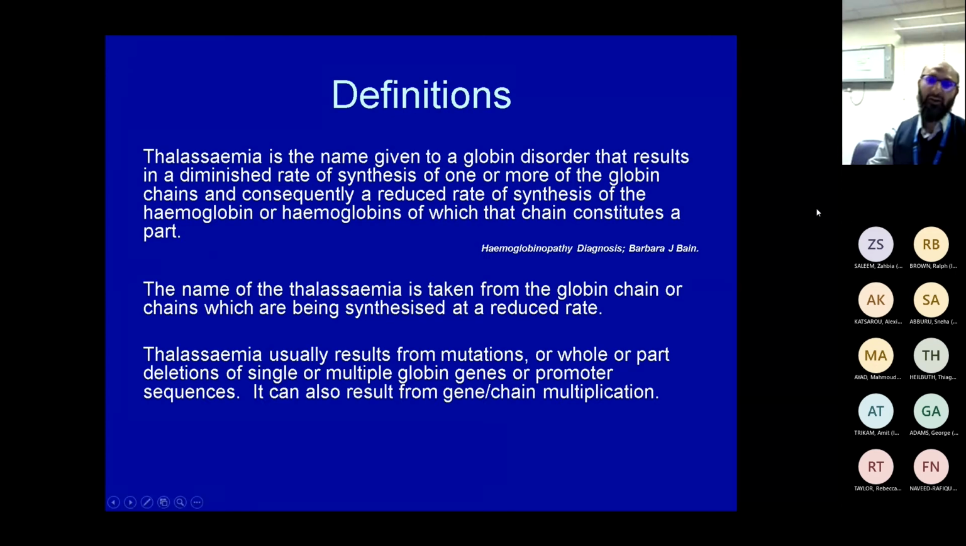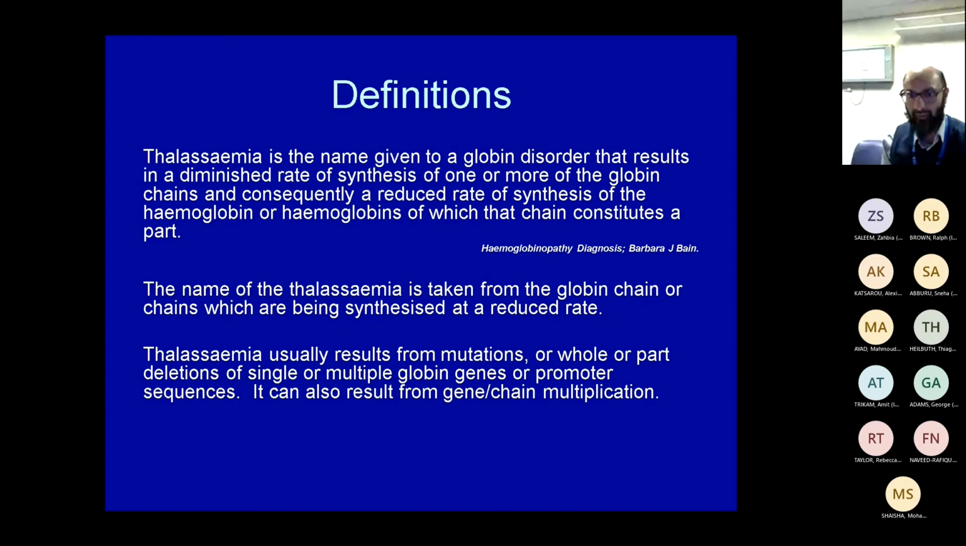So if we start off by having a definition of what is thalassemia. This is a definition taken from Barbara Bain's book on hemoglobinopathy diagnosis. Thalassemia is a name given to a globin disorder that results in a diminished rate of synthesis of one or more of the globin chains, and consequently a reduced rate of synthesis of the hemoglobin or hemoglobins of which that chain constitutes a part. So basically it's a defect in globin chain synthesis, and we all know that. And the name of the thalassemia is taken from the globin chain which is not being synthesized, or not being synthesized at normal rates, at a reduced rate.